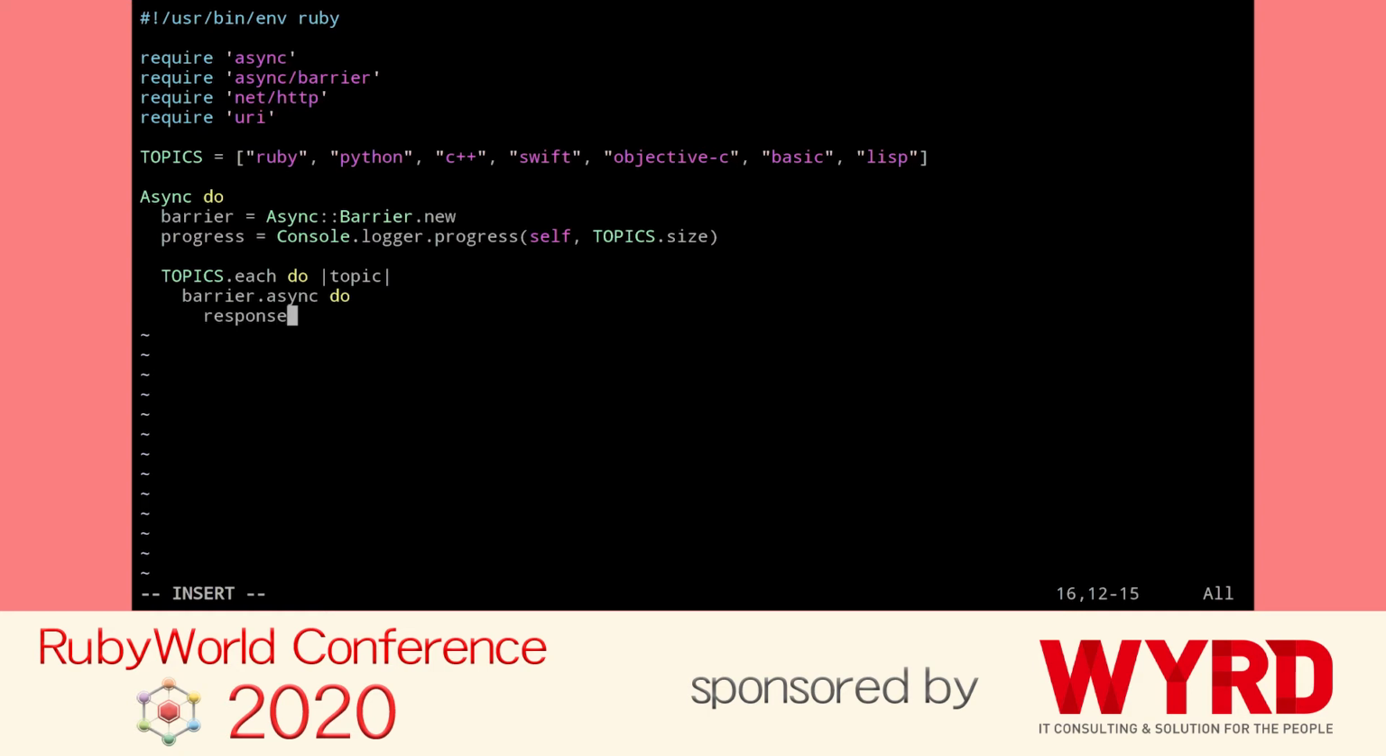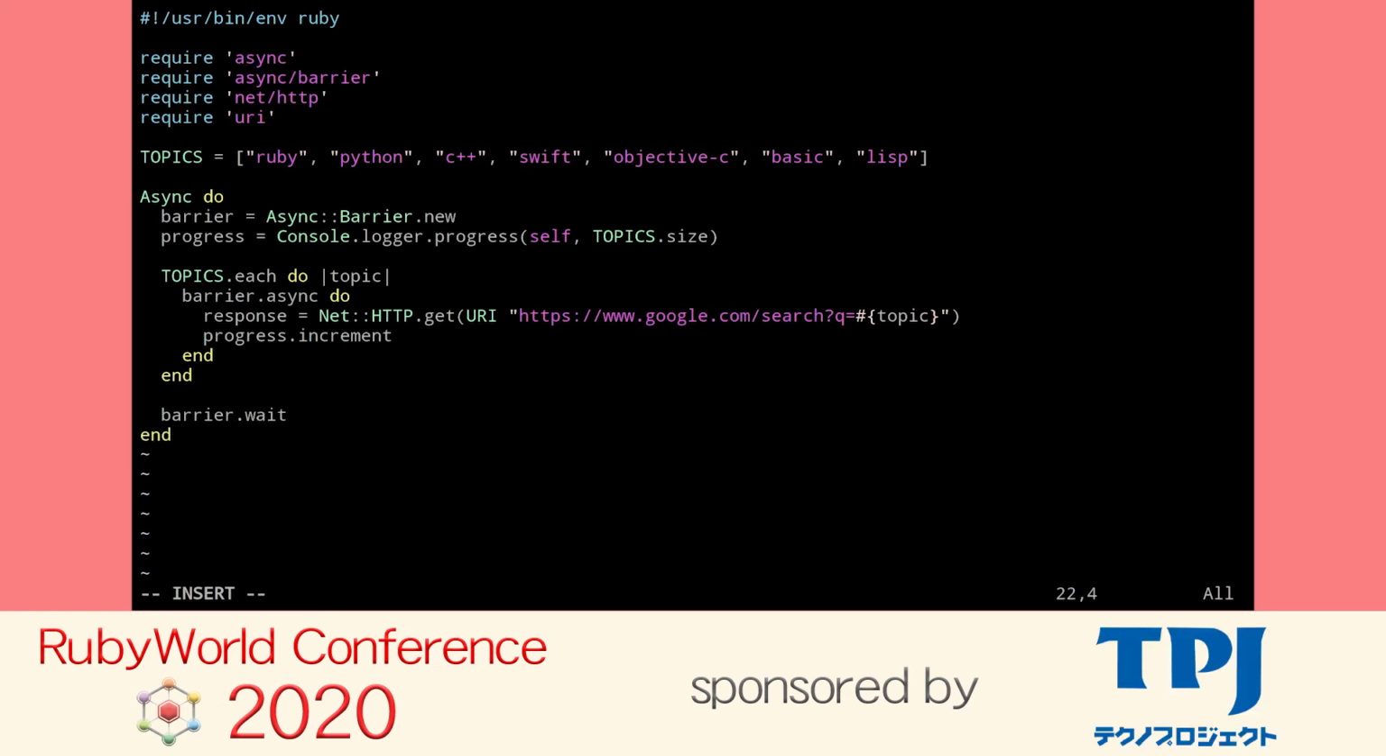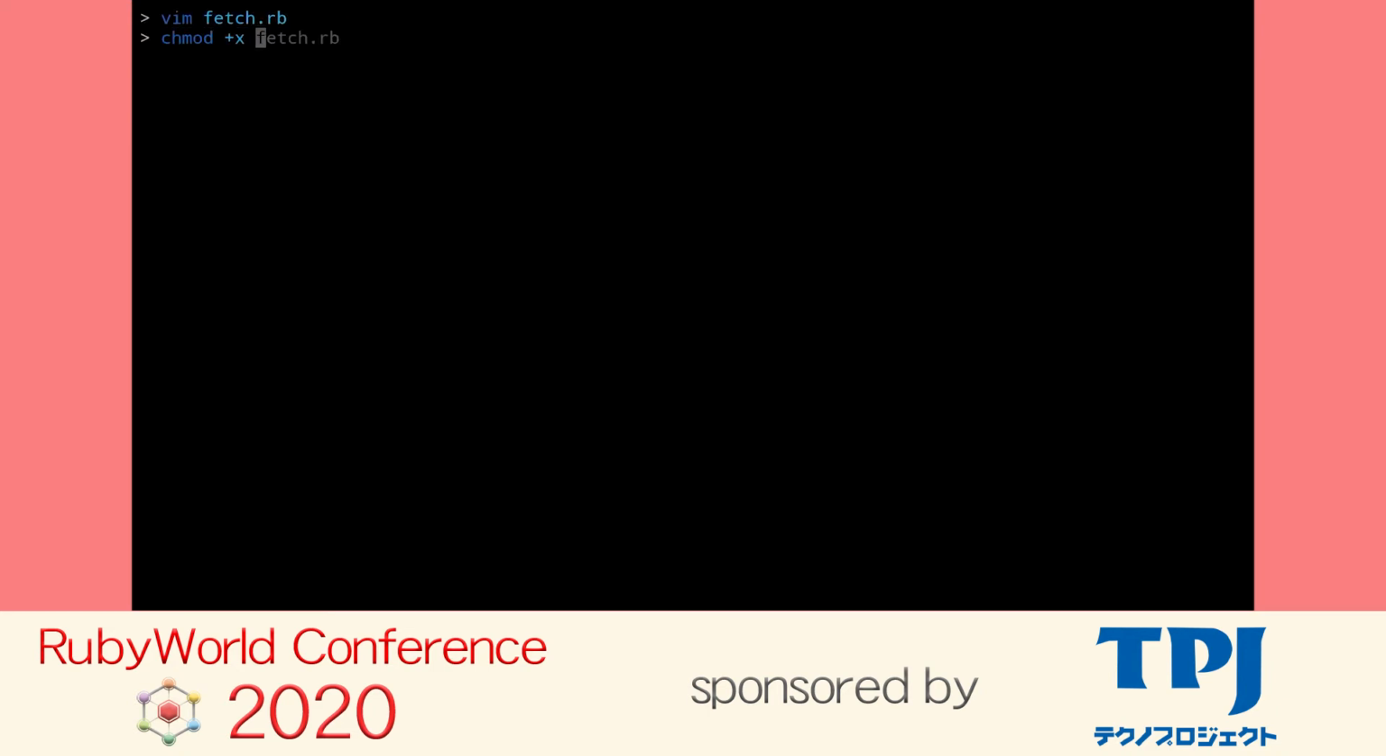Then, inside this task, we will perform the net HTTP GET, and we will do a Google search for the given topic. Finally, we don't really care about the response, but we will log the progress. Then, we will wait for all the tasks to complete. So let's execute this with Ruby 2.7.